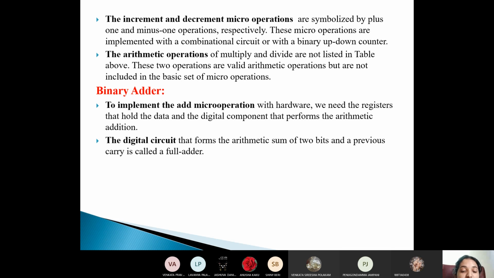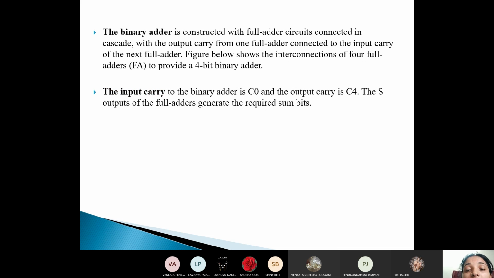Here we have the interconnection of four full adders, FA, to provide a 4-bit binary adder. The binary adder is constructed with full adder circuits connected in cascade, with the output carry from one full adder connected to the input carry of the next full adder. The input carry to the binary adder is C0 and the output carry is C4. The S outputs of the full adders generate the required sum bits.